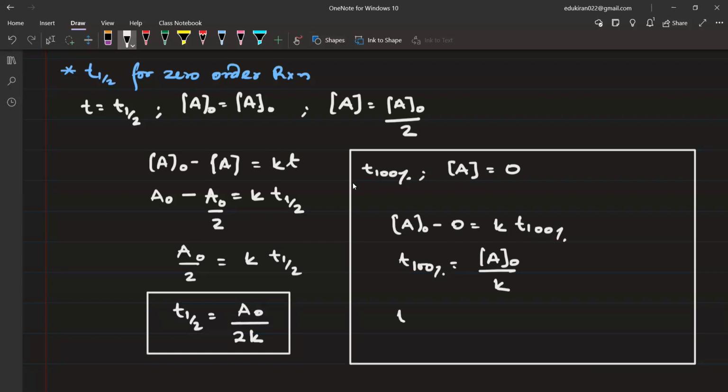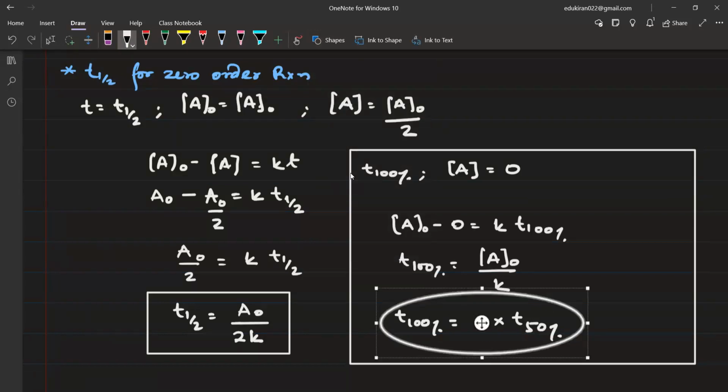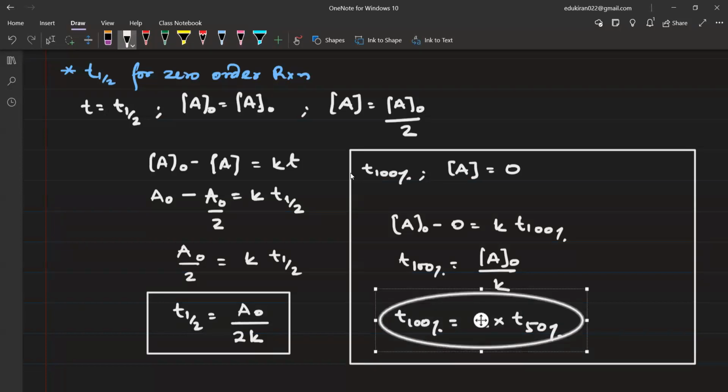Now you can also see here that T 100% is equal to 2 times T 50%. T 50% is A naught by 2K. You multiply by 2, the 2 will cancel and you will get T 100%. So this is also important. Sometimes a relation like T 100% will be given to you, the total time taken for a zero order reaction. To calculate T half, just divide by 2 to get 50%. T 100% is equal to T 50 into 2. Please write this down. Let me know once you're done.